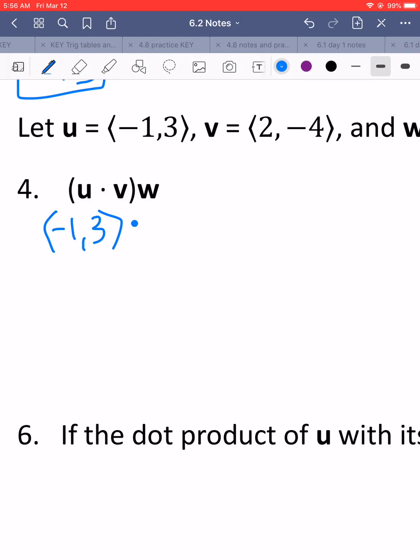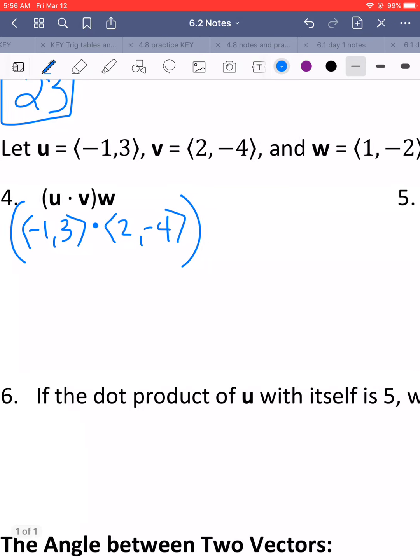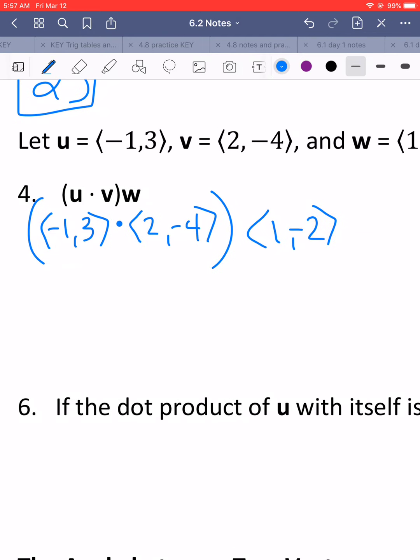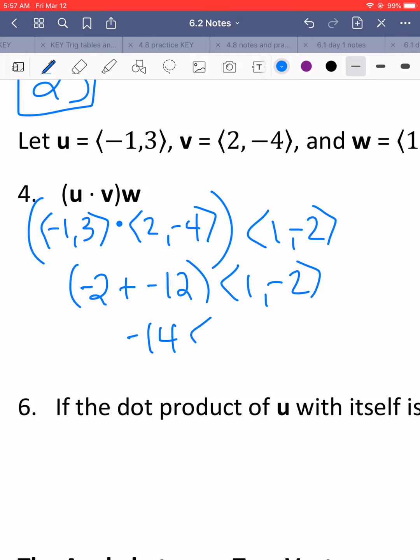Let me just get my numbers filled in. -1, 3 times 2, -4. And then I'm going to do that times vector w, which is 1, -2. So on my dot product here, -1 times 2 is -2. 3 times -4 is -12. I'm adding those to get -14.